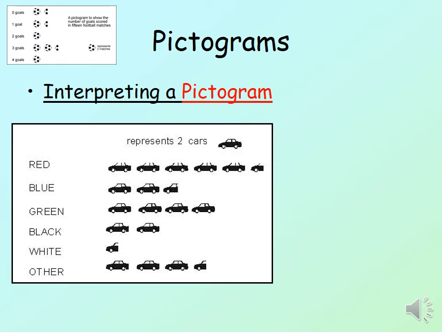Okay, so go through the answers. So if we look at the first one, 1, 2, 3, 4, 5 whole ones and a half. So 5 twos are 10 and 1 is 11. Second one, 2.5. So 2 and 2 is 4 and 1 is 5. And so on. There are 4 cars for green, each representing 2, therefore it is 8. The next one, 4. And for white, there's half a car, and a half a car represents one car, and for others we have 3 whole ones and 1, 6 and 1 makes 7.